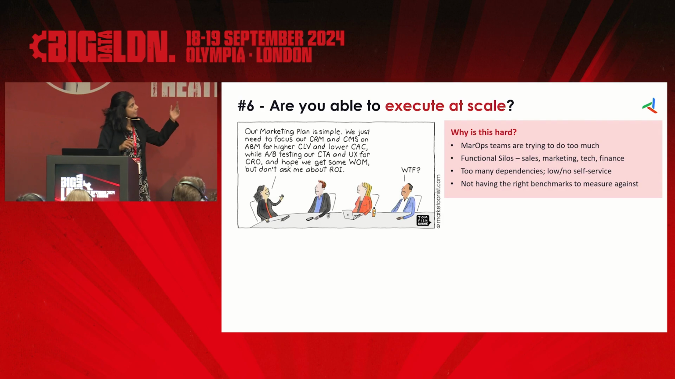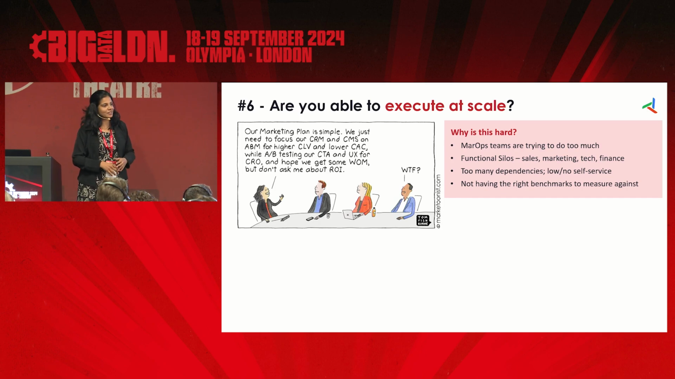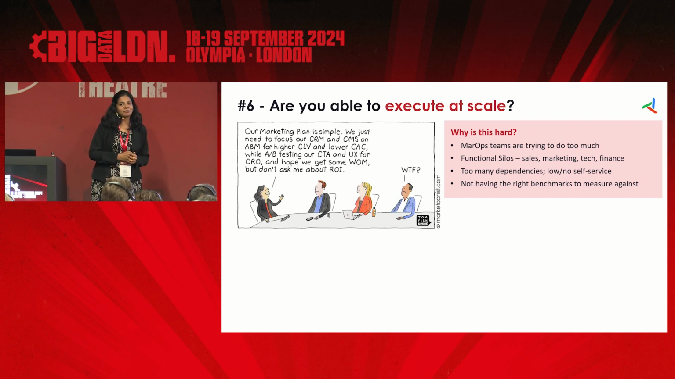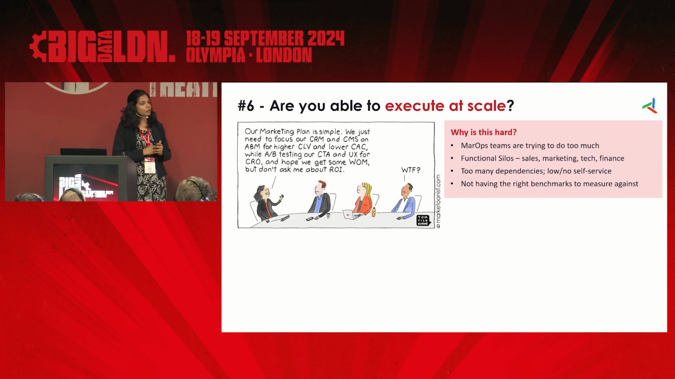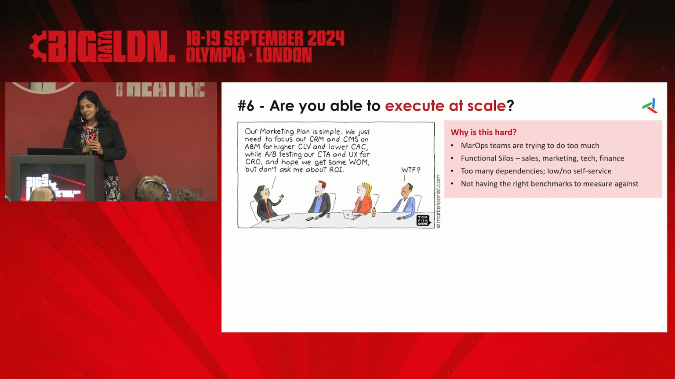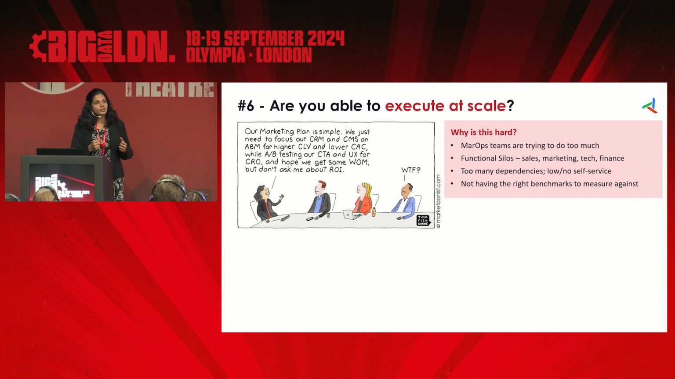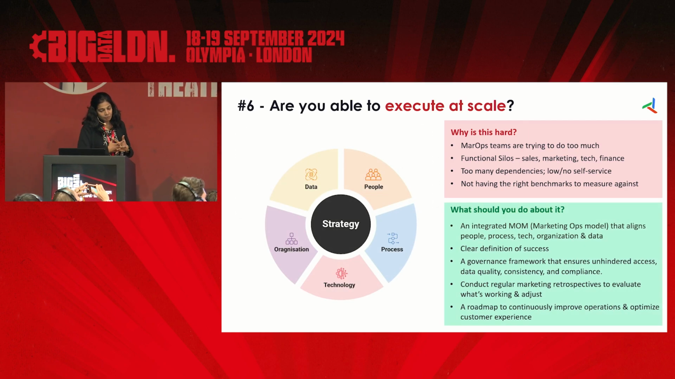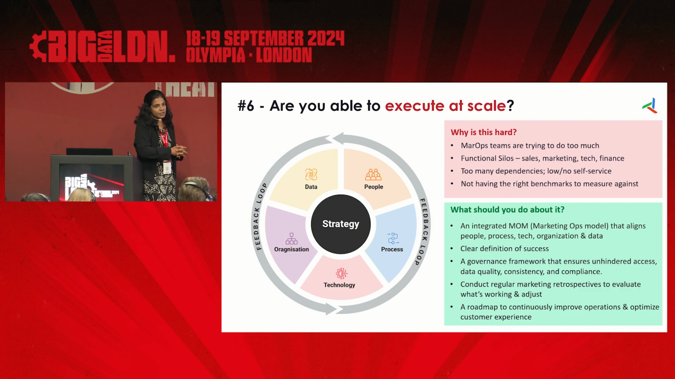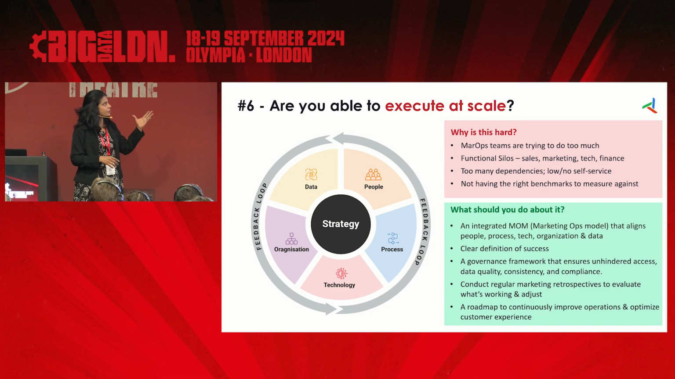Lastly, are you able to execute at scale? If there are marketers in the room, I'm sure you can relate to this. I relate to this really well, right? So the marketing teams are way too stretched, right? They're trying to achieve so much with so little budget in so little time, right? And then combined with all of the silos that exist within the organization, it just makes their efforts really hard, right? So I would recommend an integrated marketing operations model, which integrates all of the data, people, process, technology, organization.